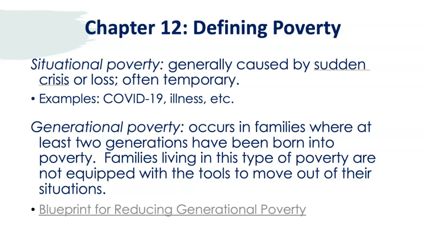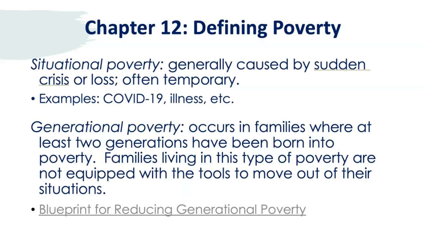Situational poverty, generally caused by a sudden crisis or loss, and it is often temporary. Things like COVID, illness, unemployment. Generational poverty is 2 generations of a family that's been born into poverty, right? They're not equipped with the tools to move out of their situations. Now, tools is a broad topic, right? So think about what tools would they need?